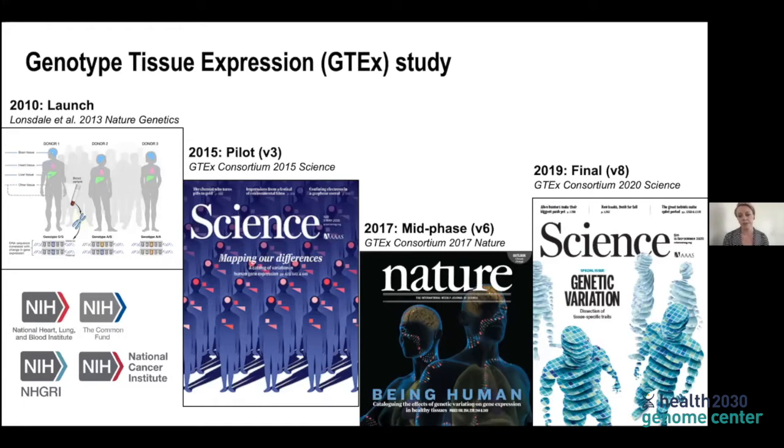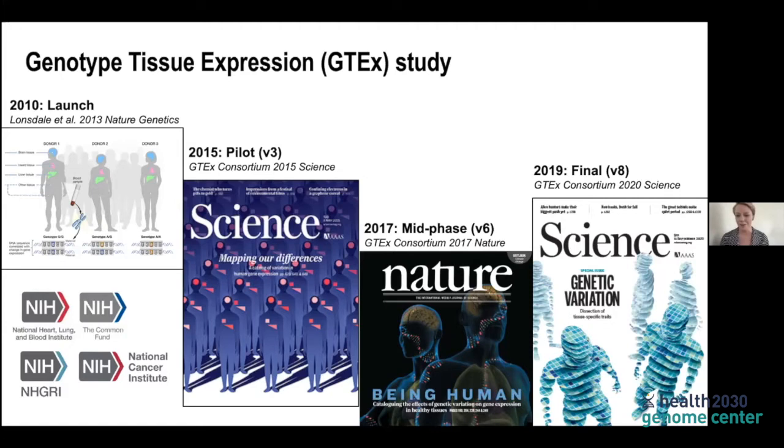The largest effort in this space is the Genotype-Tissue Expression, or GTEx, study, which was launched about 10 years ago. This is a big NIH-funded consortium that looks at these questions across a diverse set of human tissues from postmortem donors. There have been multiple sets of papers published from the different stages of the consortium, with the final set of GTEx papers being published about 6 months ago. And now GTEx is basically coming to an end.